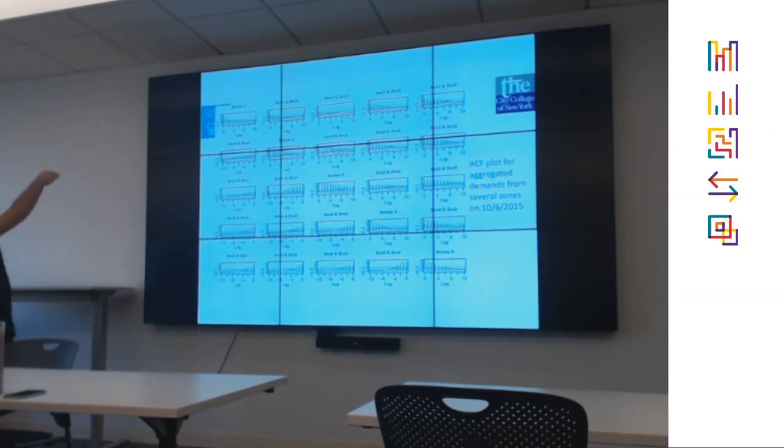So if you only see the diagonal terms being significant, that means you could just treat each zip code as a separate time series model. But once you see off-diagonal elements which are significant, that means you need to do multivariate modeling, right?